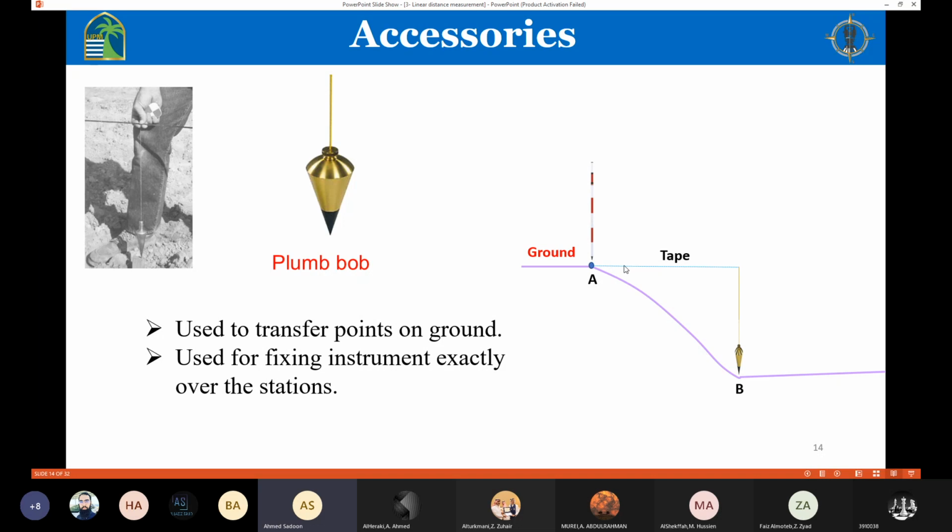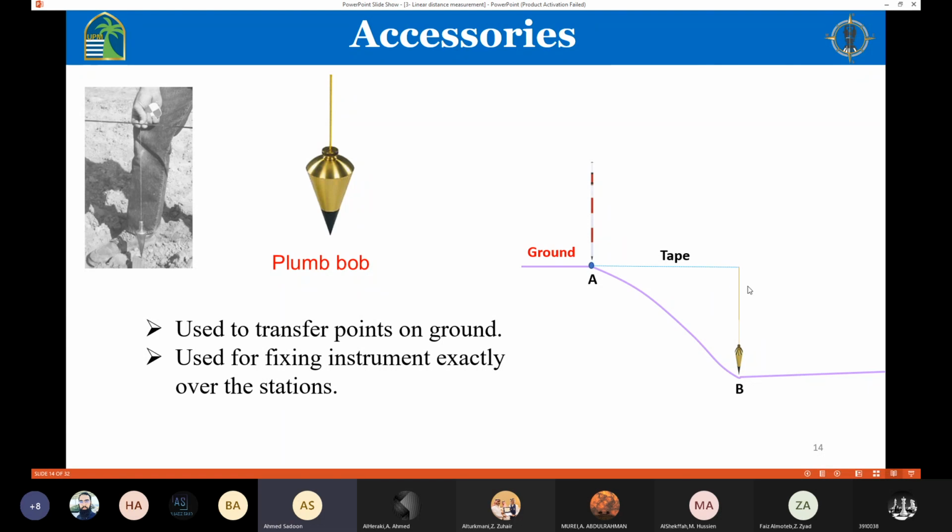Then I'm going to stretch the tape, and then I need to know the horizontal distance, right? So I'm here. The station B is down. So how am I going to know exactly that I'm standing under station B? It's difficult to know that, right?